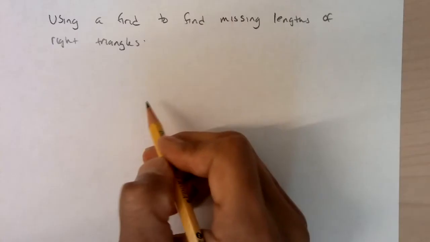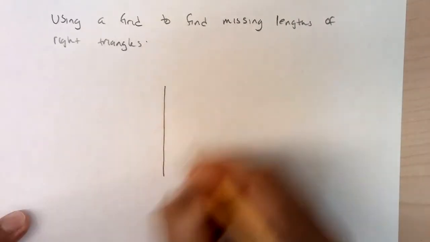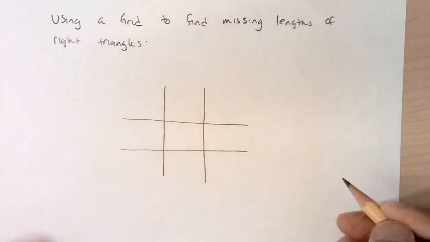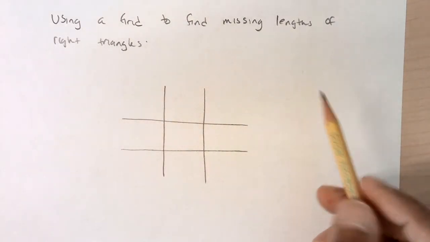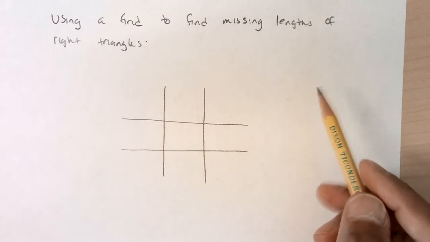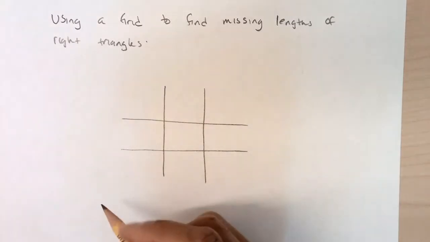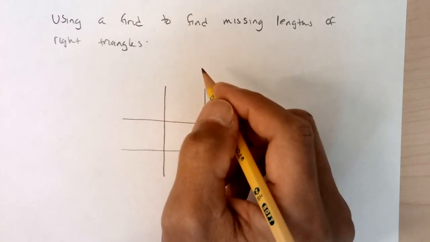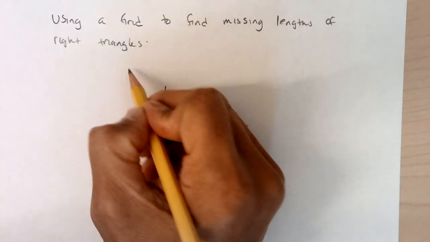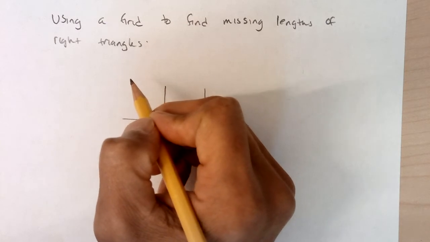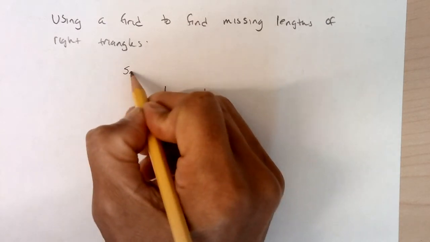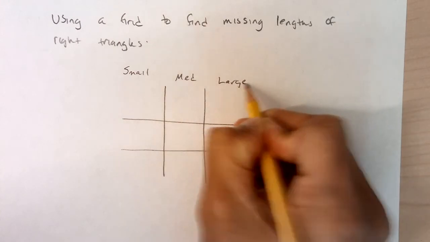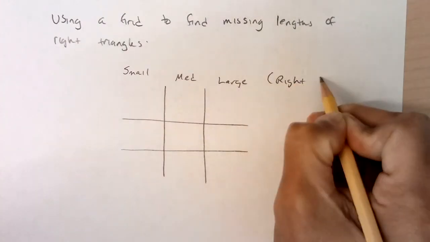But I could set up a grid, or it's like a tic-tac-toe grid, where along one of the sides of your tic-tac-toe grid, you're putting the side lengths. So you have each of the three types of triangles. You have the small right triangle, the large right triangle, and then the medium right triangle. So small, medium, and large, those are the right triangles.